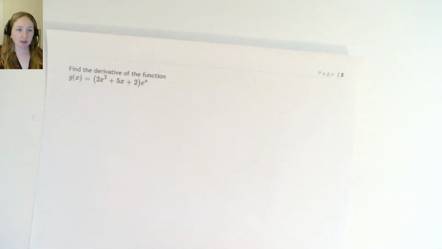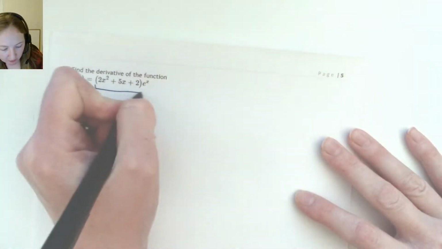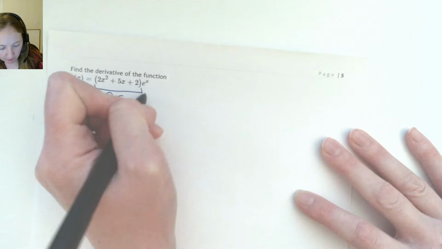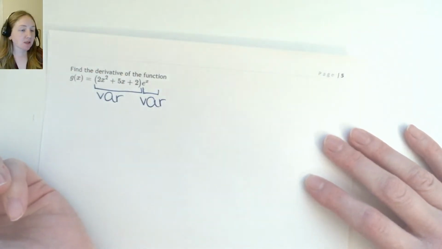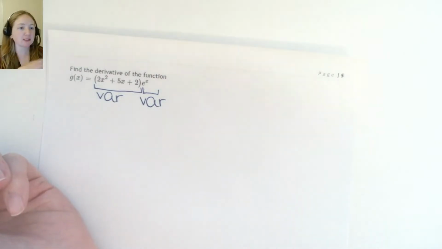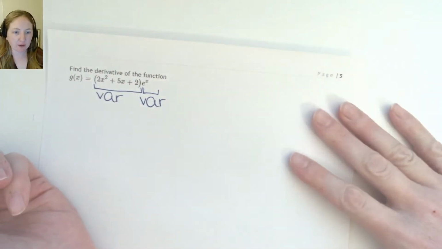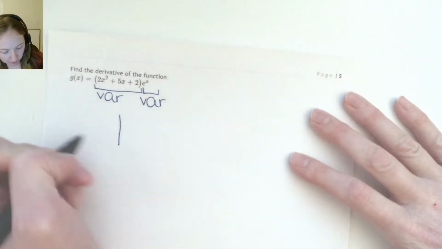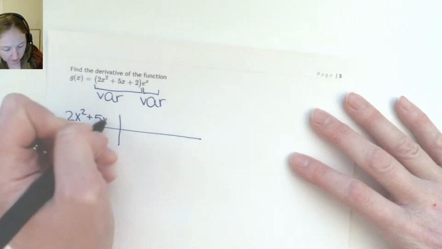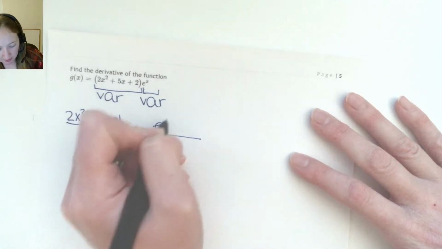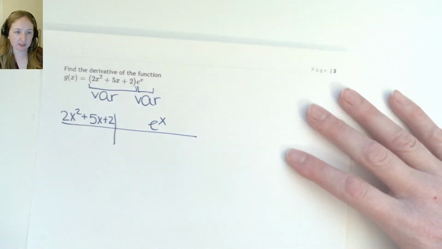All right, so here is another example of where we're going to need the product rule because we do have a variable expression times another variable expression. And even if we were to distribute out our parentheses, we would still have variable times variable. So plugging into the product rule, I will have 2x squared plus 5x plus 2 as the first function, and then the second function will be our e to the x.